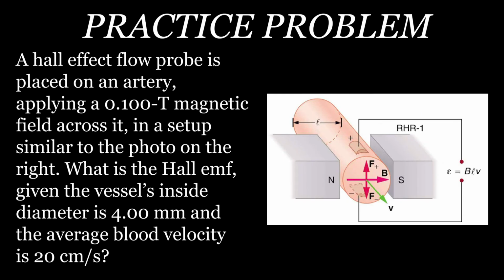Alright, so now let's apply what we've learned and do a practice problem. The problem reads, a Hall effect flow probe is placed on an artery, applying a 0.1 Tesla magnetic field across it in a setup similar to the photo on the right. What is the Hall EMF given the vessel's inside diameter is 4 millimeters and the average blood velocity is 20 centimeters per second? So the first thing we need to do is figure out what equation we're going to use.